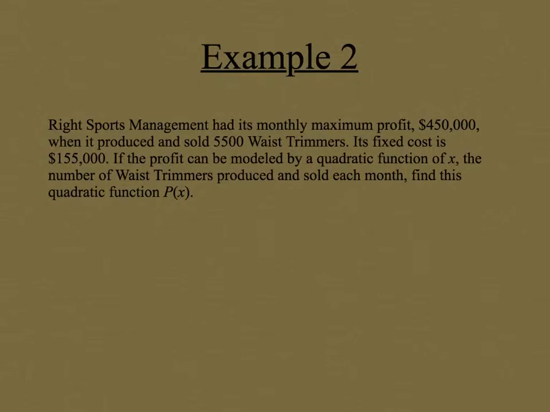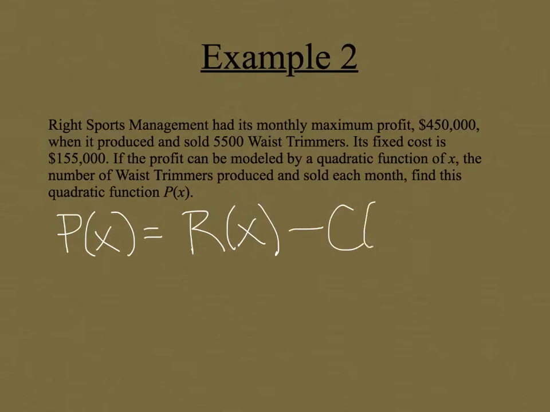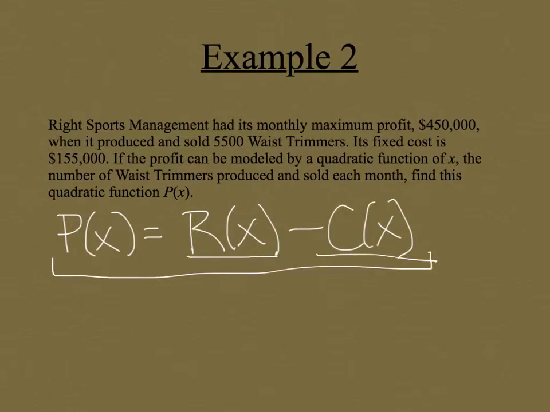Okay, so far there's a lot of information given to us in this problem. Our goal is to find the profit function. Our profit function, we should know from previous examples, is the revenue minus the cost. Now, there is not enough information to write out a revenue equation or a cost equation. However, there is still enough information for us to write a profit function.